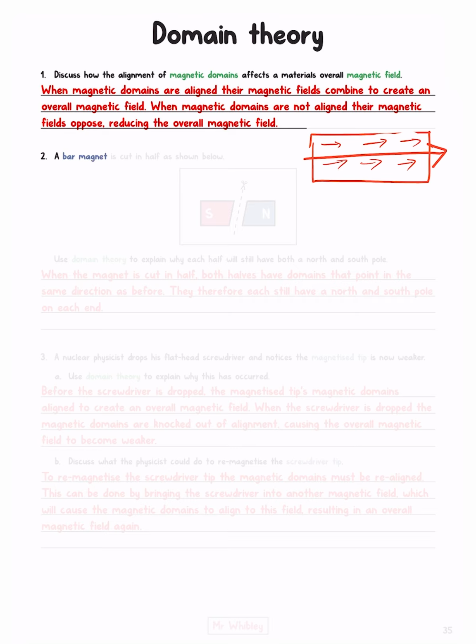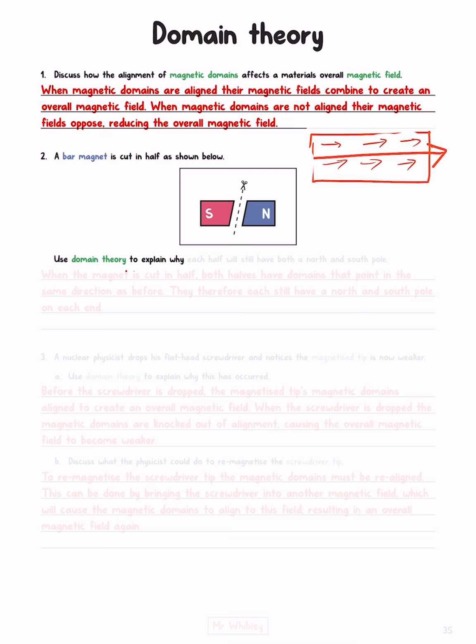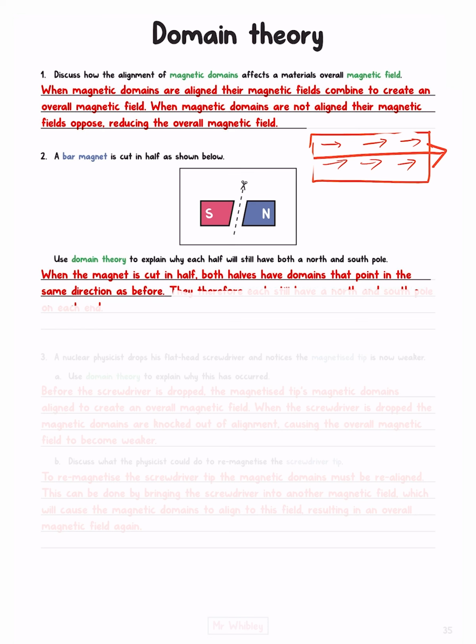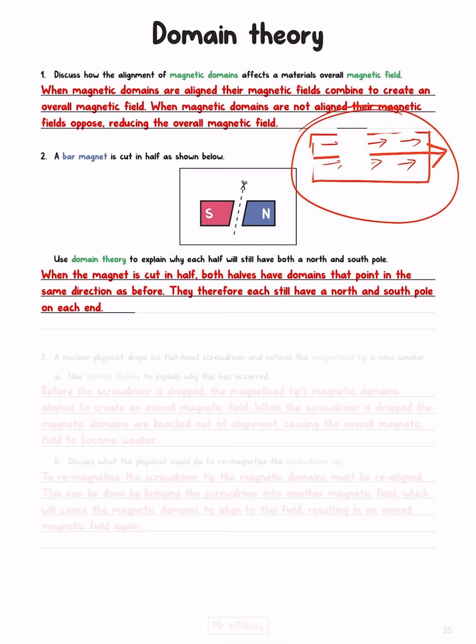Question 2. A bar magnet is cut in half as shown below. Use domain theory to explain why each half will still have both a north and south pole. When the magnet is cut in half, both halves have domains that point in the same direction as before. They therefore each still have a north and south pole on each end. Going back to our domain example here, if we were to cut this magnet in half, then essentially we now have two materials which still have domains pointing in the same direction, and each piece is still going to have a north and south pole.